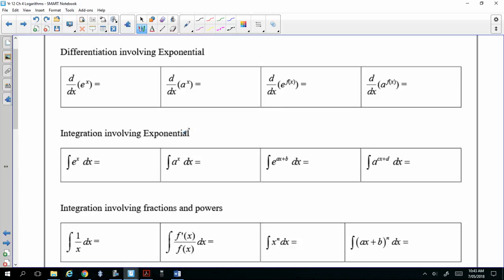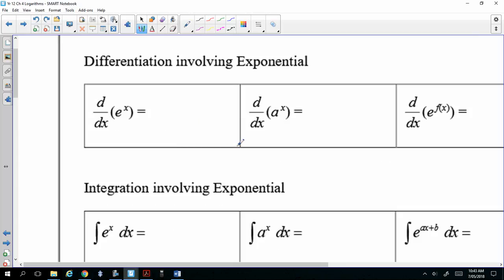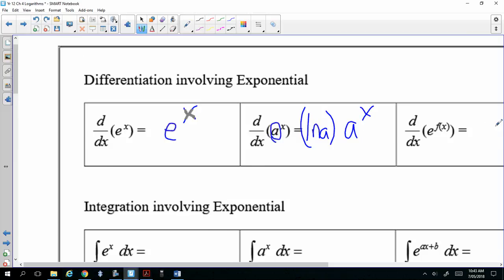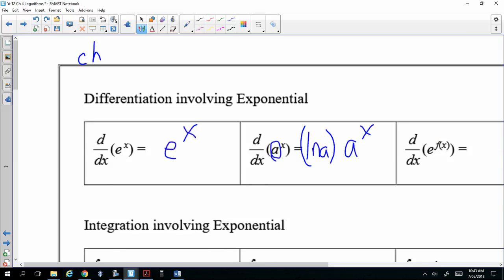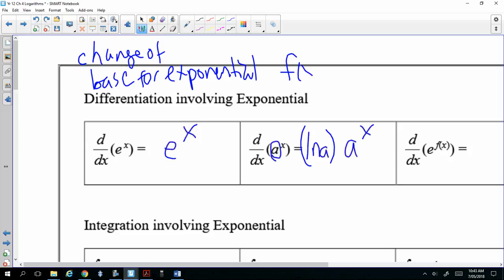Okay, so differentiation. Let's look at the first one. The derivative of e to the power x is e to the power x, just itself. We learned from one of the exercises differentiating a base other than e. So there's an a. Just remember, put ln a there. If you forgot, you can just use the change of base law for exponential. You just use this formula, f of x equal to e to the power ln f of x. That will be useful.